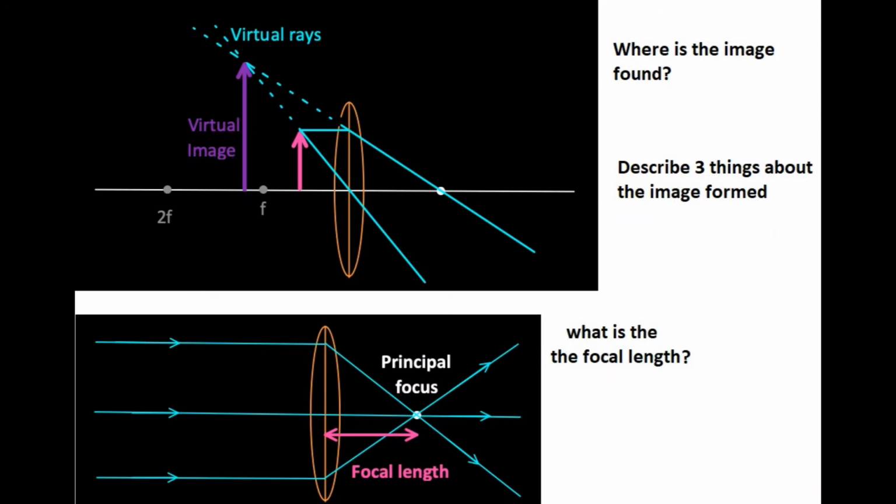All right, let's have a look at these questions. Where is the image found? Describe 3 things about the image formed. What is the focal length? As in, what is the description of the focal length?